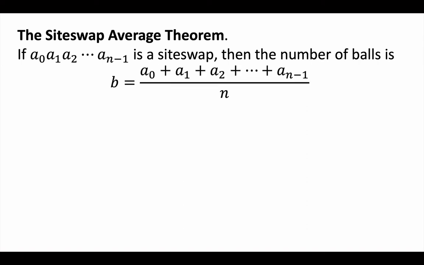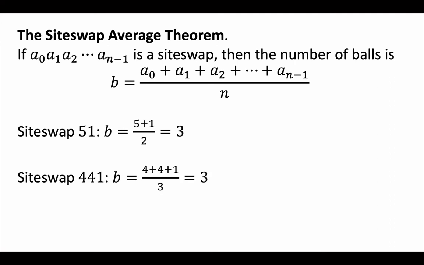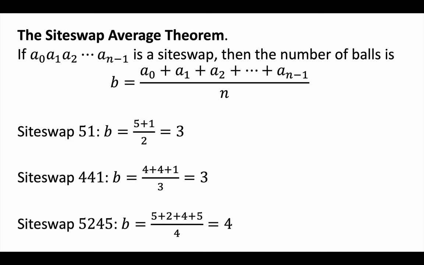If you have a siteswap, the number of balls is simply the average of the throw heights. So 5, 1: 5 plus 1 is 6, 6 divided by 2 is equal to 3, so 5, 1 is a 3-ball siteswap. 4 plus 4 plus 1 is 9, divided by 3 is equal to 3. So 4, 4, 1 is a 3-ball siteswap, and 5 plus 2 plus 4 plus 5 divided by 4 equals 4, so 5, 2, 4, 5 is a 4-ball siteswap.